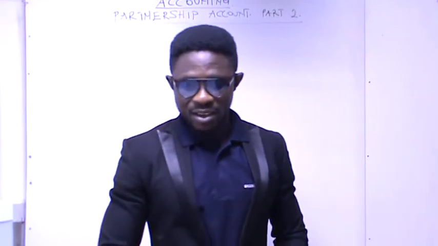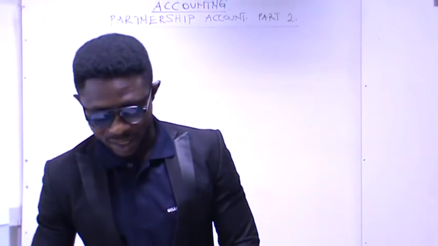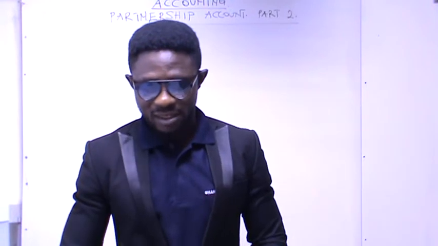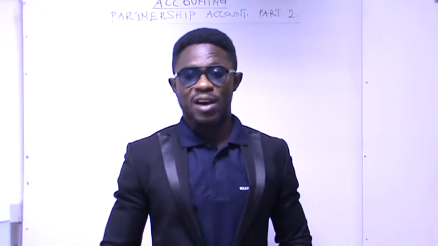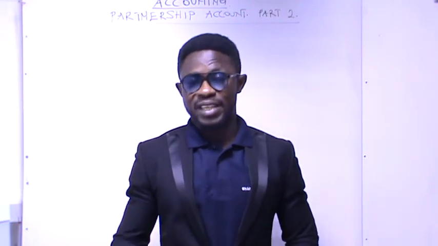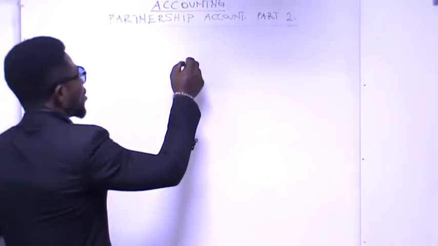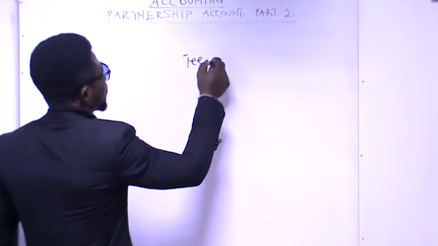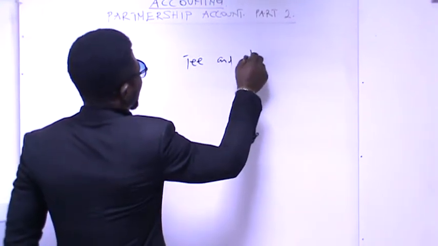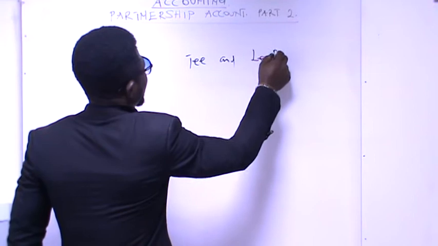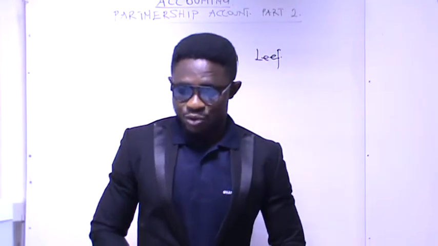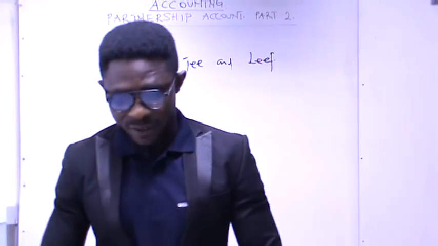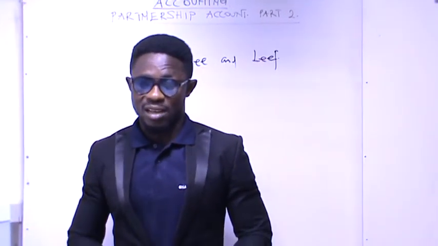T and Leaf are trading in a partnership. Their trial balance at 31st March 2004 is as follows. So we have two partners, T and Leaf, in partnership trading, and we have their trial balance as follows.